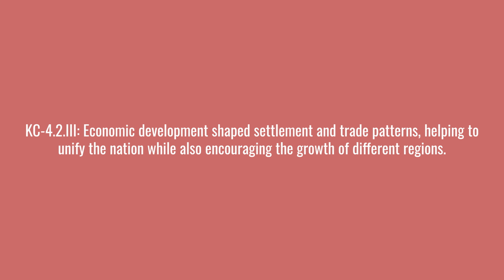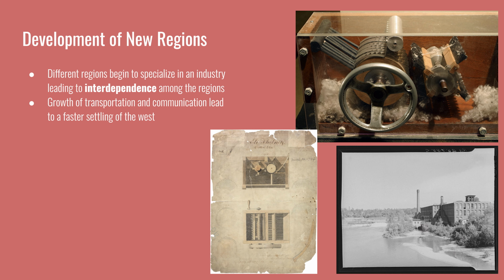The next key concept says economic developments shape settlements and trade patterns, helping to unify the nation while also encouraging the growth of different regions. The different regions begin to specialize in specific industries. The Northeast specialized in textiles and other finished goods. The West specialized in commercial farming, and of course, the South specialized in cotton. All of the regions are dependent on each other.